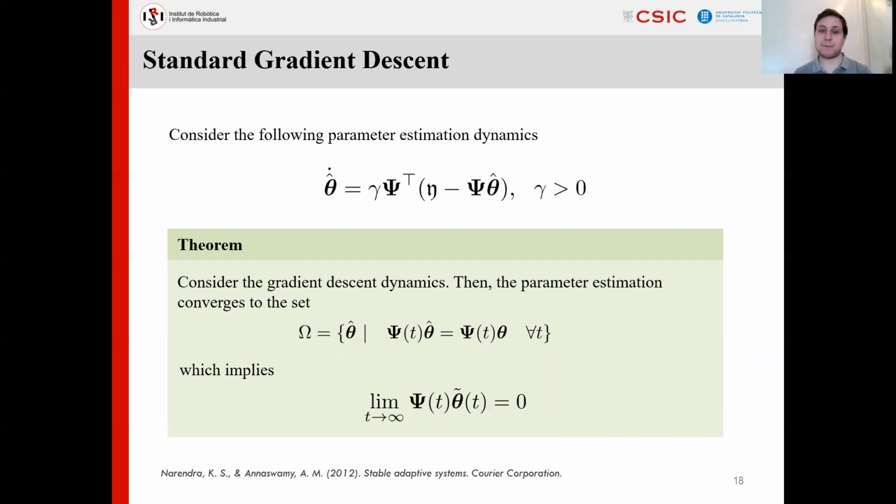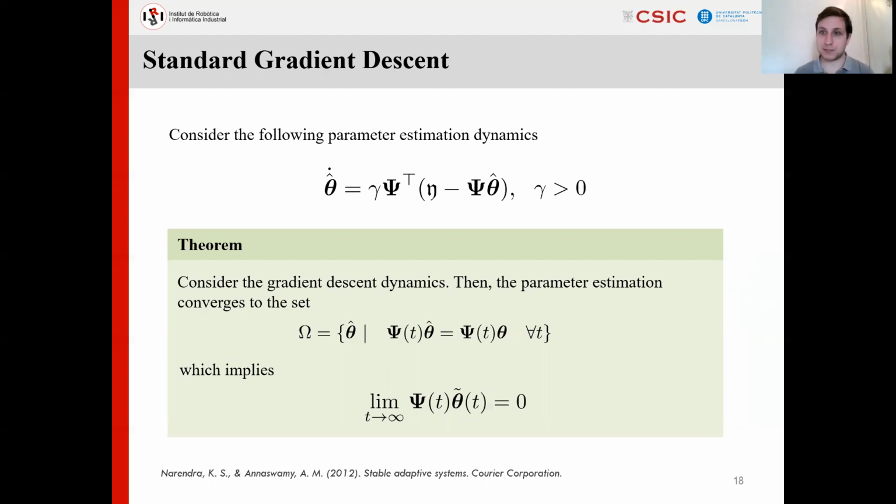Then it can be shown that the parameter estimation of the standard gradient descent converges to the set omega depicted in this slide. That is basically the set of parameters in which the estimation of the output converges to the value of the measured output. It should be mentioned that converging to the set omega is not the same as saying that the parameter estimation has converged to the true value.